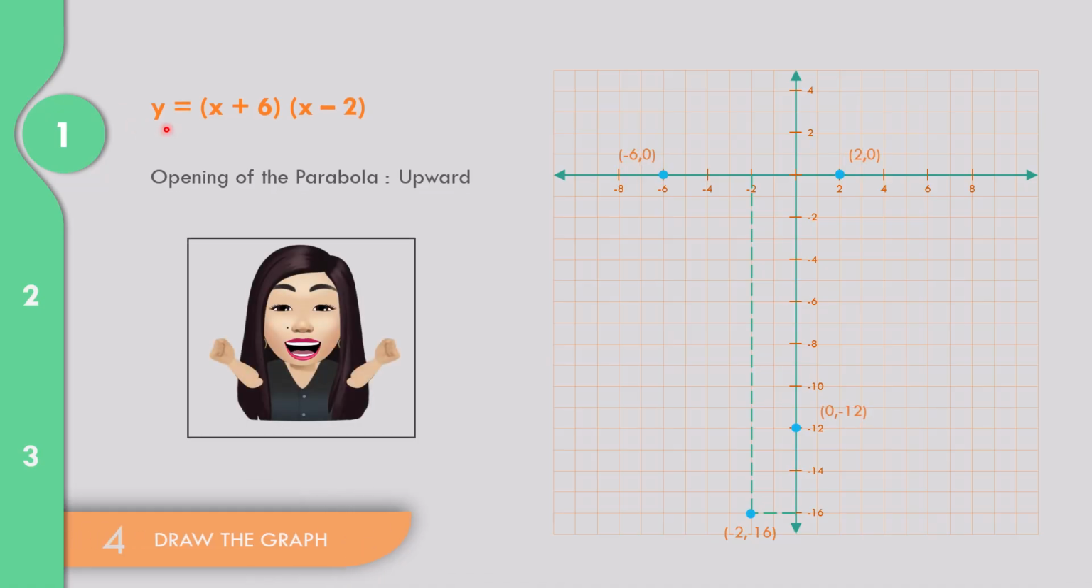In the given y equals the quantity x plus 6 times x minus 2, the value of a is positive. So it means the opening of the parabola opens upward. So if that opens upward, let us sketch the graph: negative 6, 0, negative 2, negative 16, 0, negative 12, and positive 2, comma 0. So the parabola opens upward.